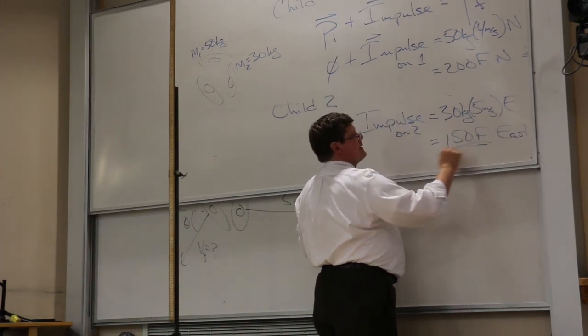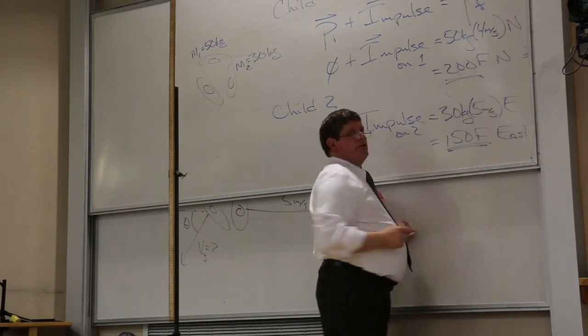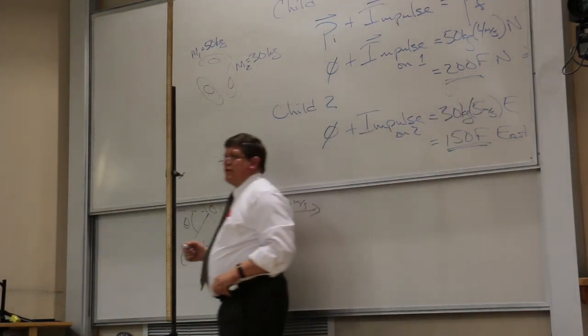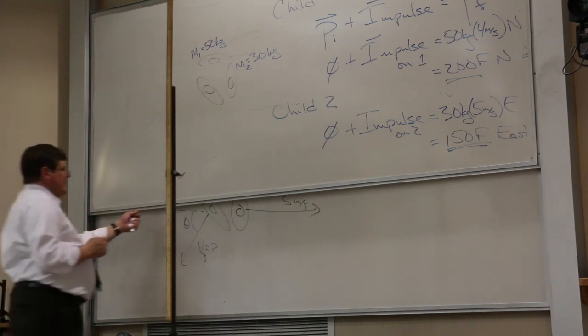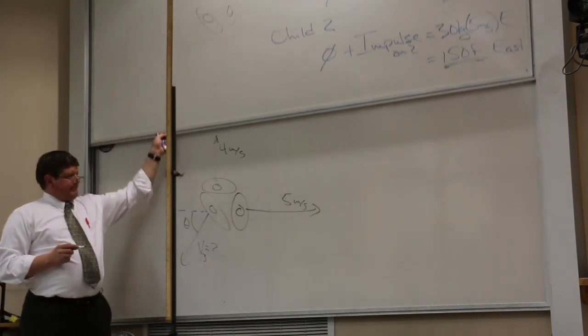Now this is the magnitude, and that's what we were asked to compare. The magnitude of the impulse on child 1 is bigger than the magnitude of the impulse on child 2, because 200 is bigger than 150. Now, let's get to the meat of the problem.